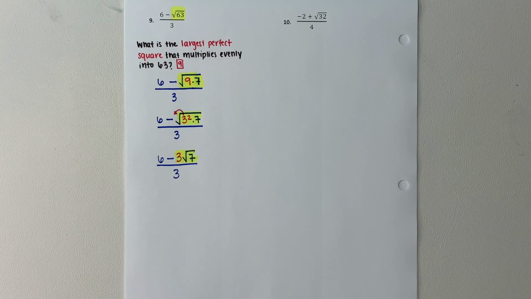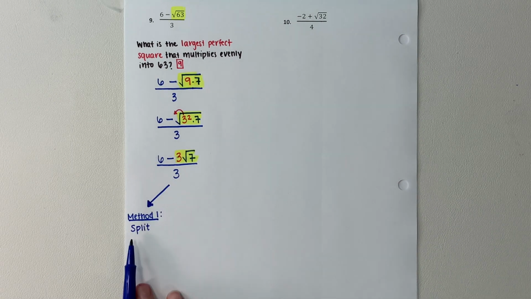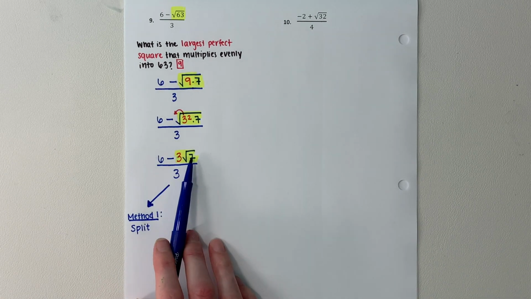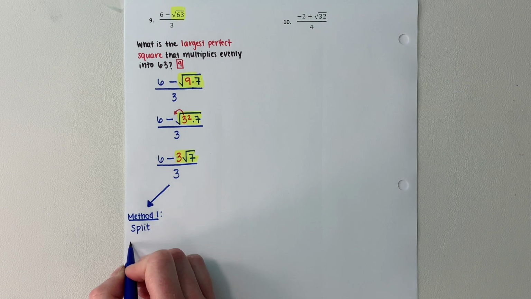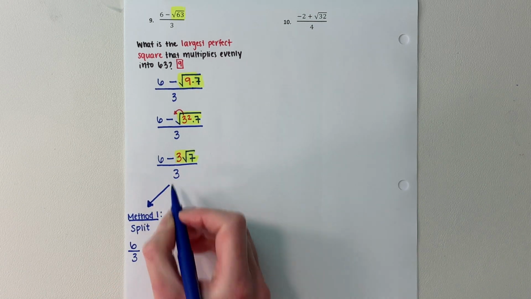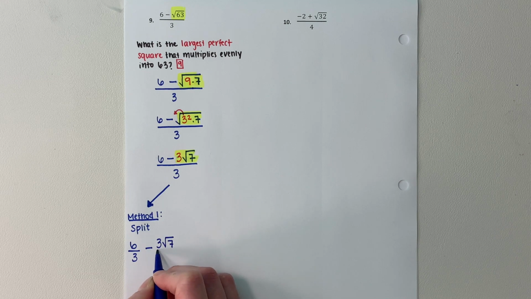Let me show you the correct way to simplify this expression. Method 1, I like to call the splitting method, and method 1 is my favorite approach. For method 1, we're going to split this apart. We can rewrite this as 6 divided by 3, and then we put the minus sign in the middle, and then 3 square root of 7 divided by 3.